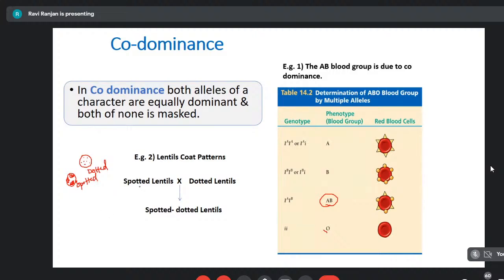So whenever you cross a spotted lentil with a dotted lentil, naturally a hybrid will be formed. When you cross the dotted lentils with the spotted lentils, then in the F1 generation you get spotted dotted lentils. That means it will have spots and it will also have dots. That means both of them are expressing themselves completely in the hybrid condition. So they are called codominant, right? They are equally dominant and no one can mask the other, right?